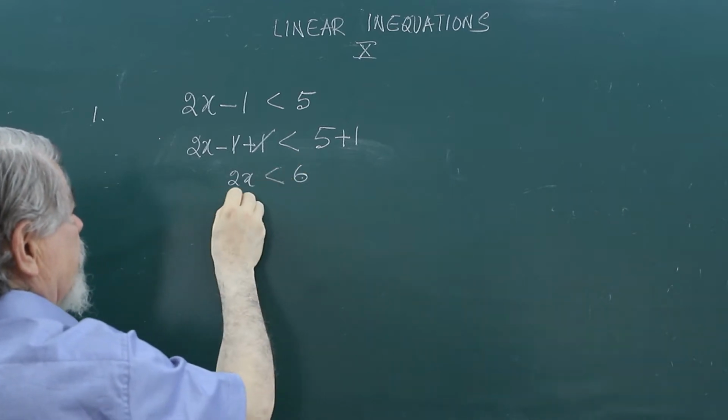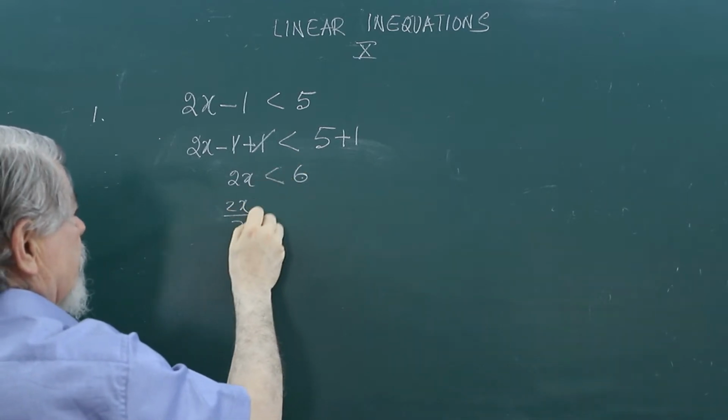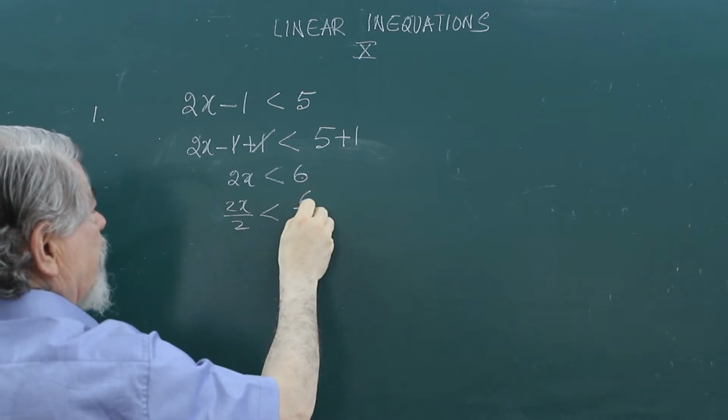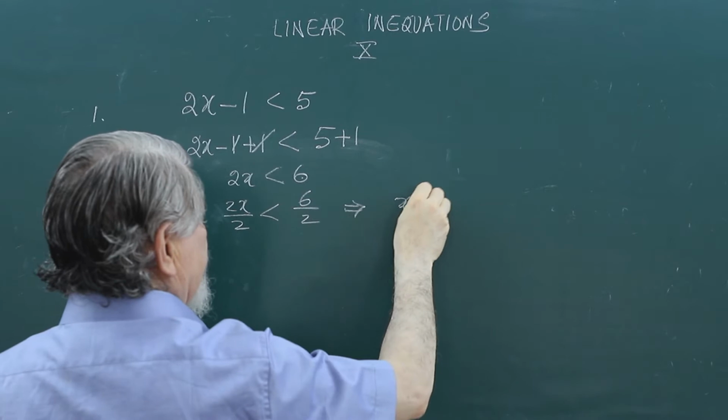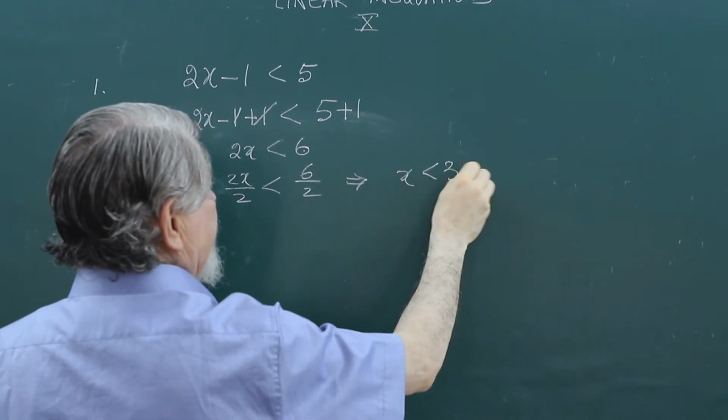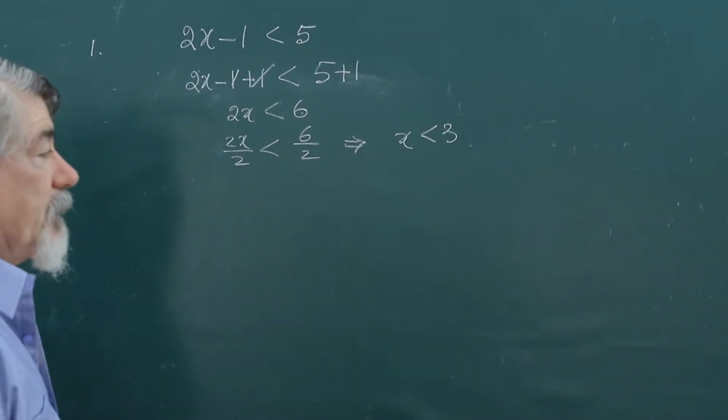Now you divide by 2 on both the sides. Since we are dividing with a positive number, it is not going to change the sign of inequality. X is less than 3.